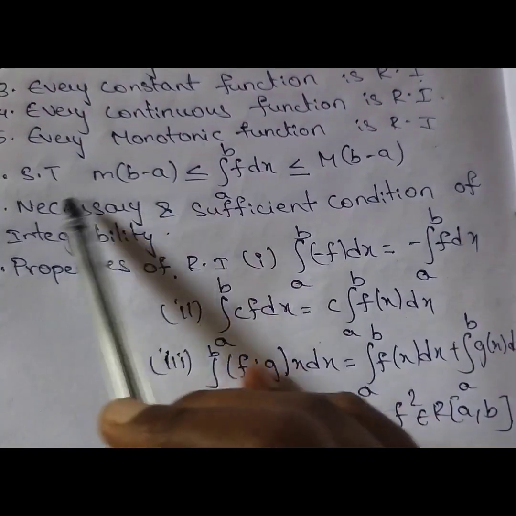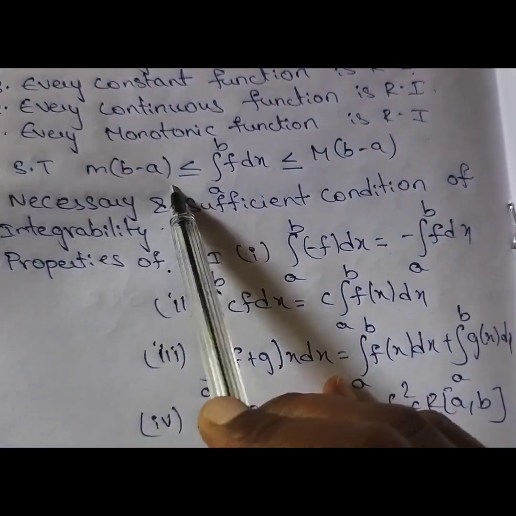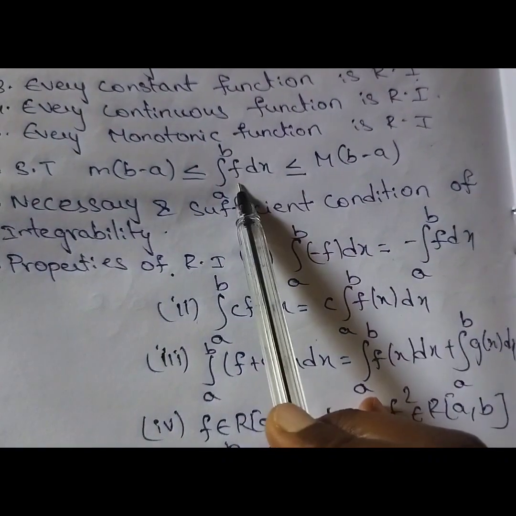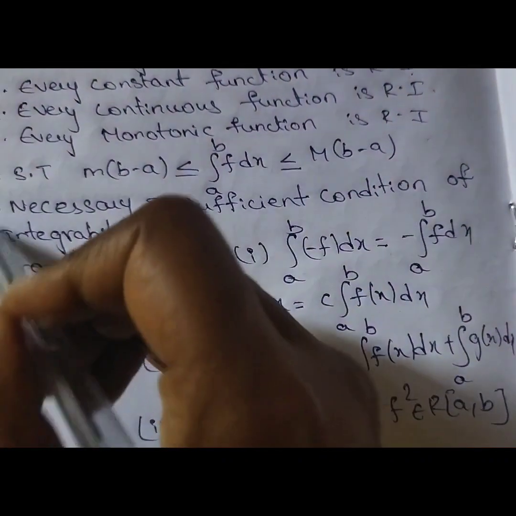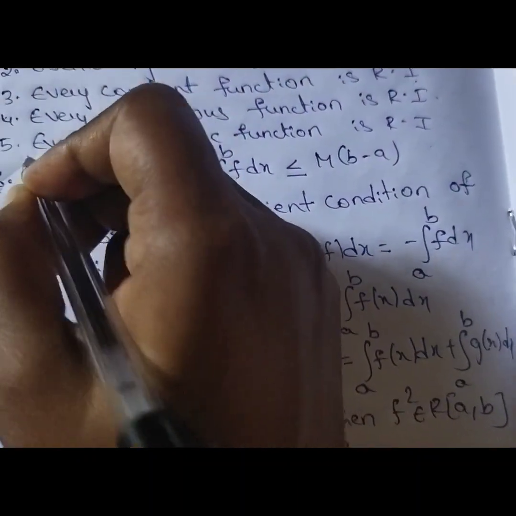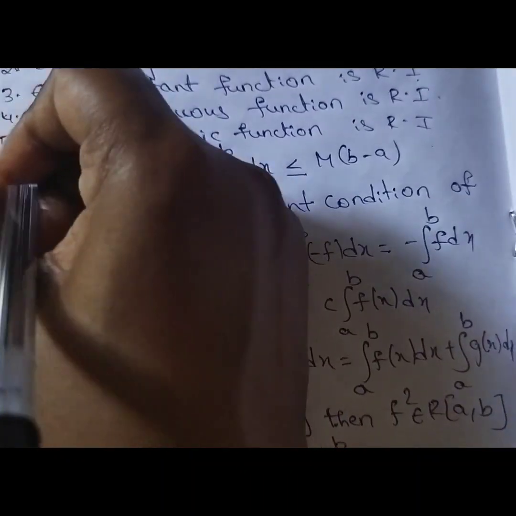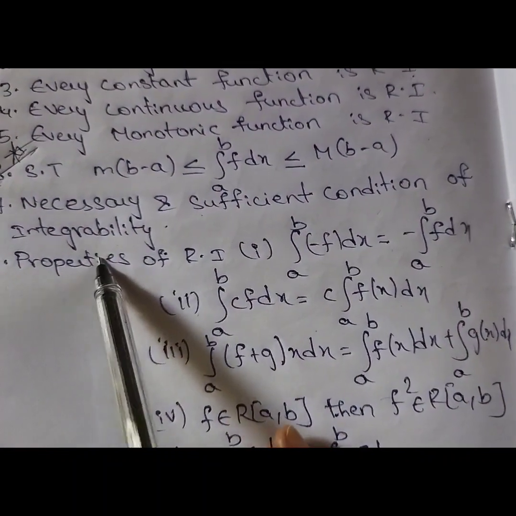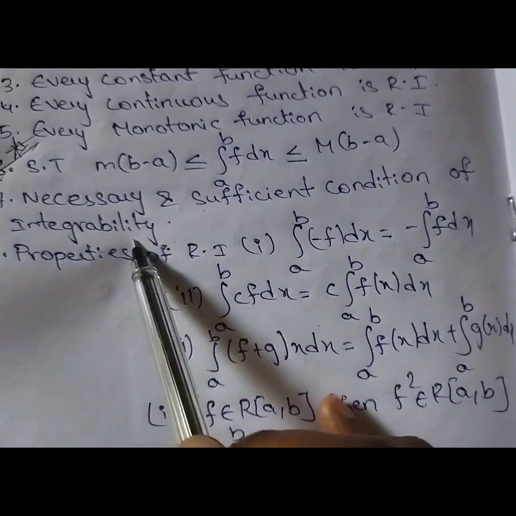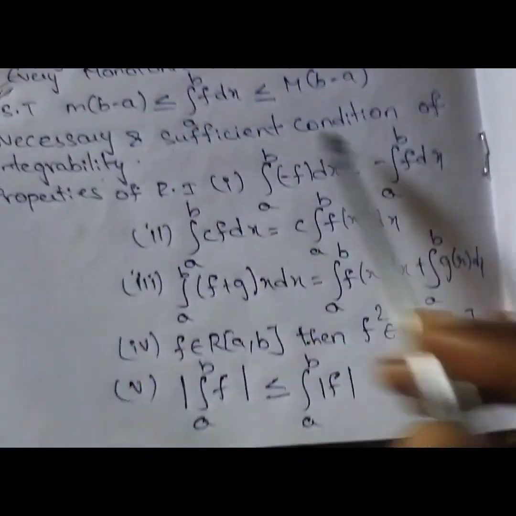Next, show that m(b minus a) less than or equal to integral a to b f dx less than or equal to capital M(b minus a). This is also a very important long answer. Next, state and prove necessary and sufficient condition of integrability. So this is also long answer only. You can expect for long answers.